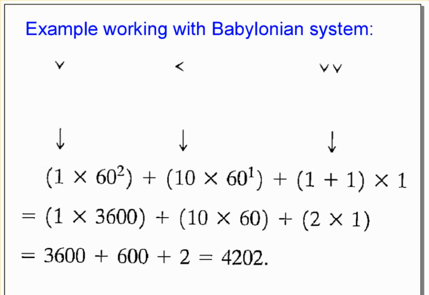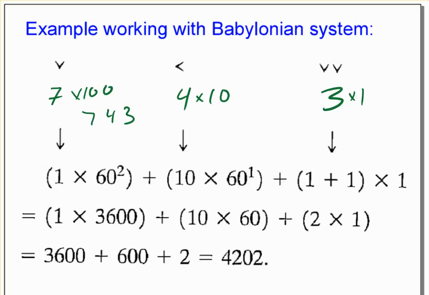Example, working with the Babylonian system. In notes before this section, we talked about how our system works. If we had a 3 here and a 4 here and a 7 here, so this is just an example, our system would be 3 times 1, 4 times 10, and 7 times 100. And we understood that that was 743.